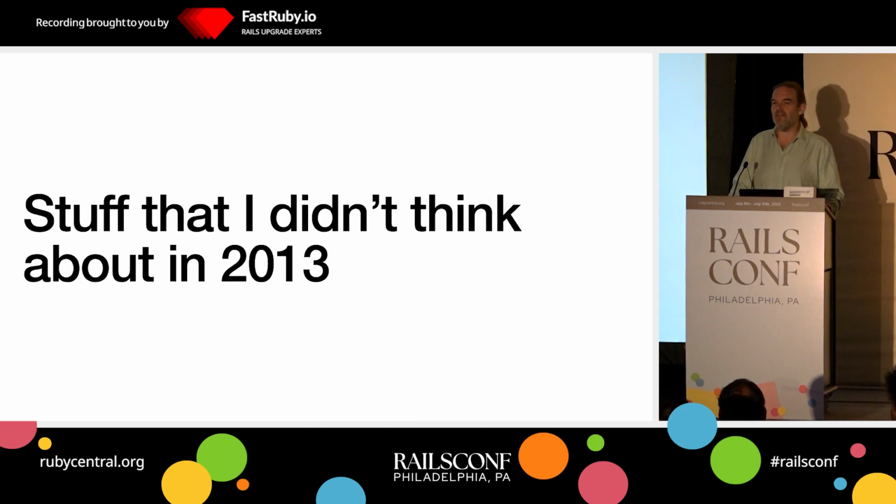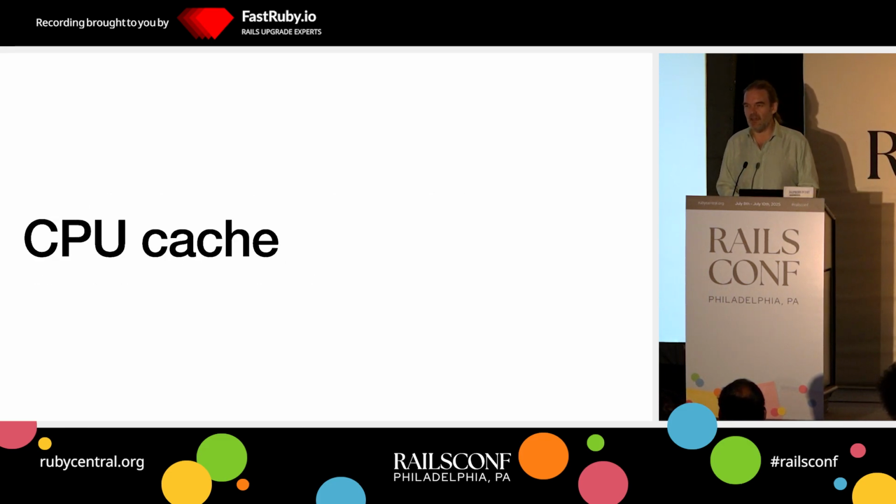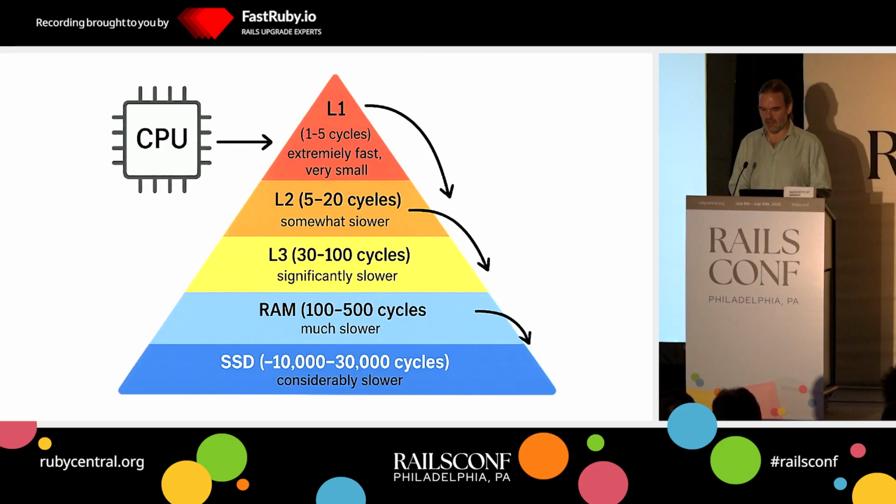So, stuff I didn't think about in 2013. Mainly, I didn't think about CPU cache. And that's, from today's perspective, in my opinion, the biggest, I don't want to say hidden secret, but too few people think about this. I asked ChatGPT to draw this pyramid, and you see ChatGPT has some problems here and there, but still I wouldn't be able to draw this myself, so I take it.